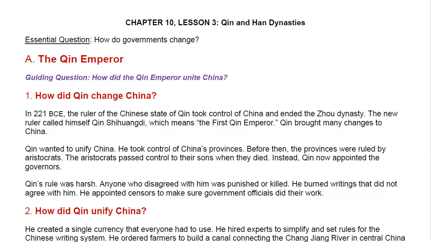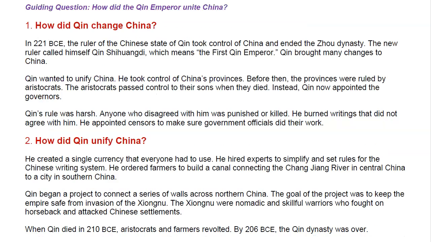Qin's rule was harsh. Anyone who disagreed with him was punished or killed. He burned writings that did not agree with him. He appointed censors to make sure government officials did their work.